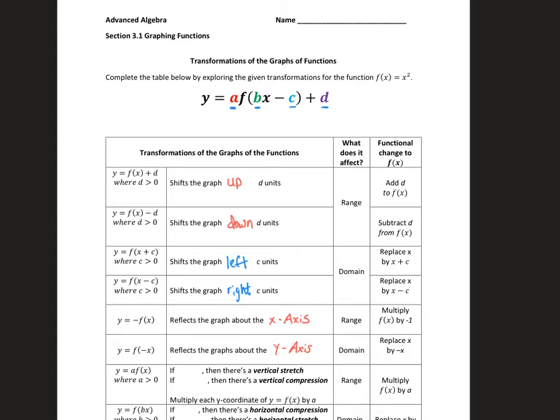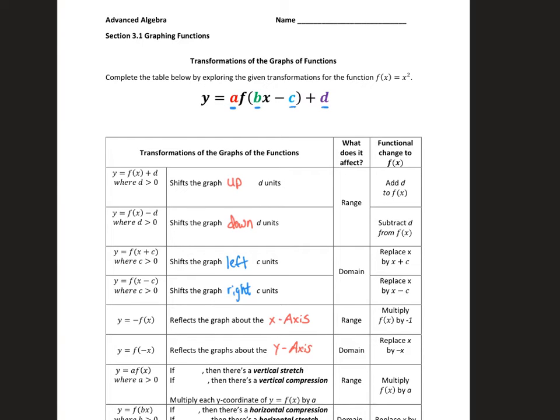Notice that the vertical reflection produces a new graph that is a mirrored image of the base or original graph about the x-axis. The horizontal reflection produces a new graph that is a mirror image of the base or original graph about the y-axis. All right, moving forward.